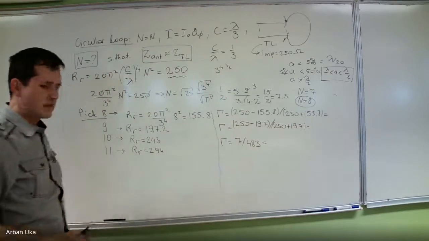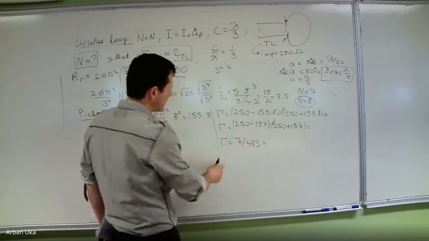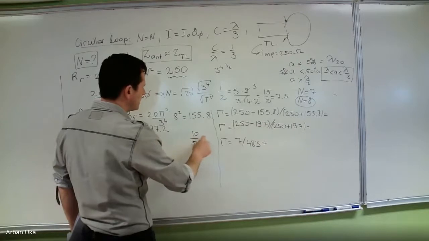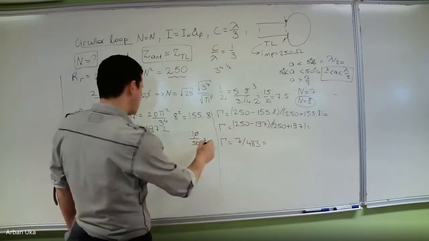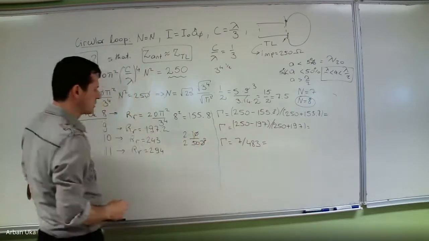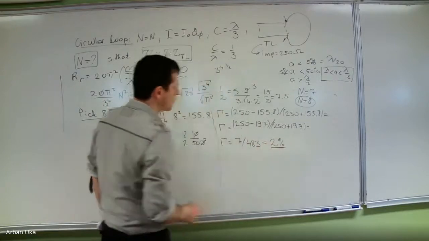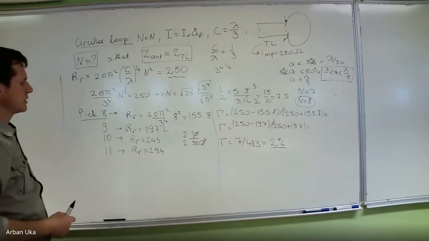So this is 7 divided by 400, so this is around 7 divided by 500, or approximately 10 divided by 500. This goes out. So let's multiply by 2, this by 2, so this is like 2%. It looks like we have approximately 2% loss because of the reflection coefficient, okay?